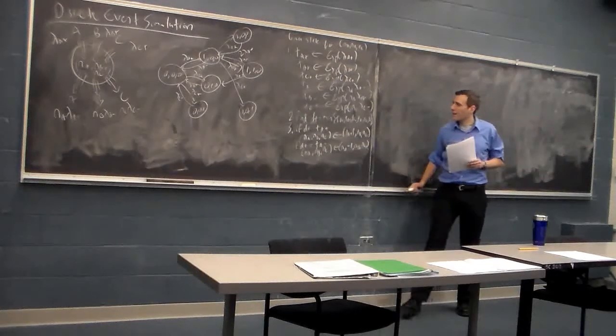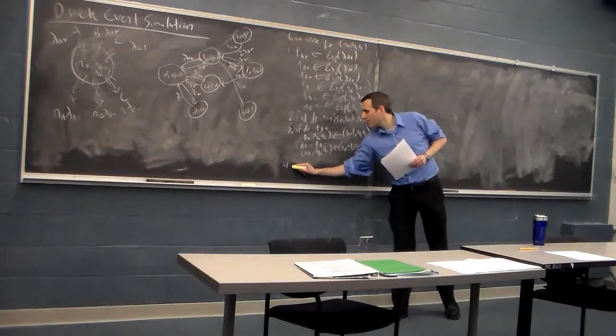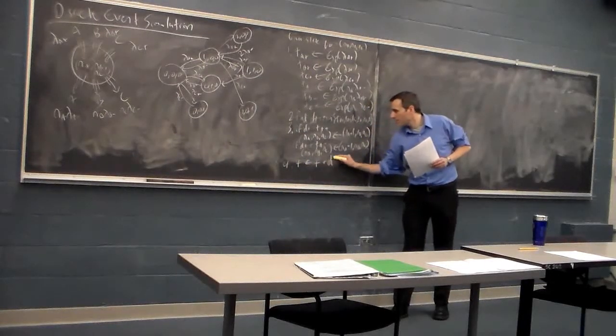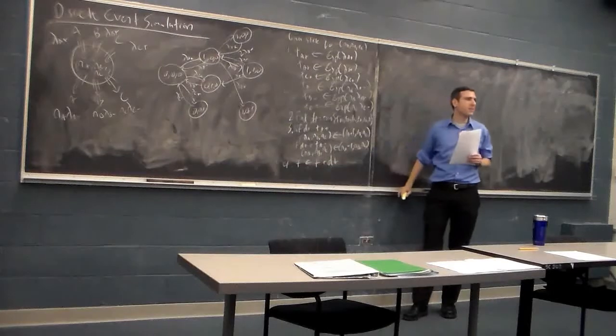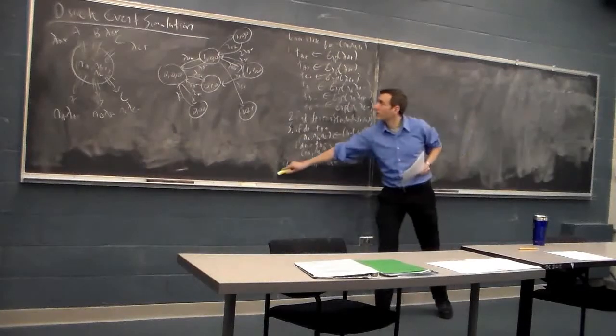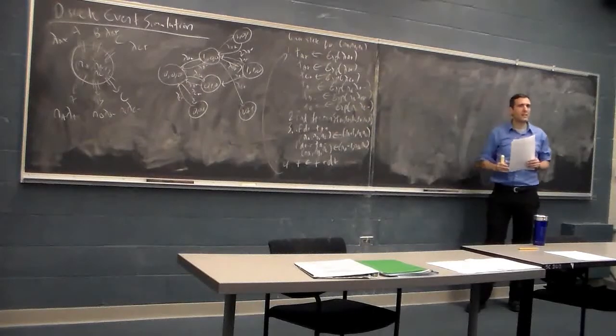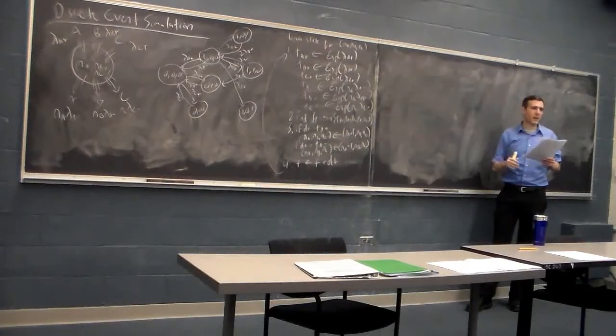And then we just have one last thing we need to do. We need to say that the time gets updated by dt. So t gets t plus dt. And then we would just go back to step 1 and repeat that cycle. And that's going to give us a simulation of this model of the cell we've described. So does this make sense to everyone?